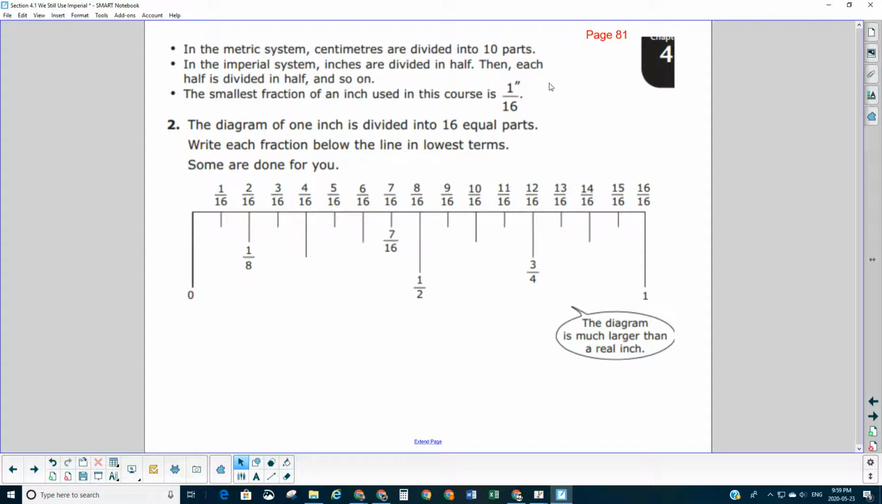But we're only going to go down to 1/16. So you see then that this inch here is broken up into 16 parts, okay? And we're going to break all these down to the different subparts. But to do that, we're actually going to skip ahead and look at number 3 for a moment.